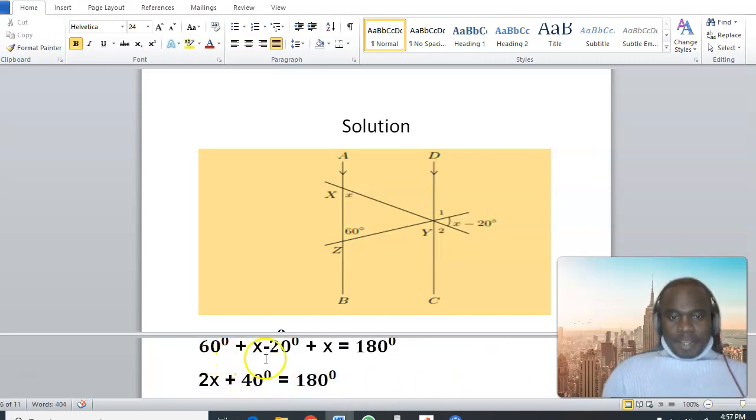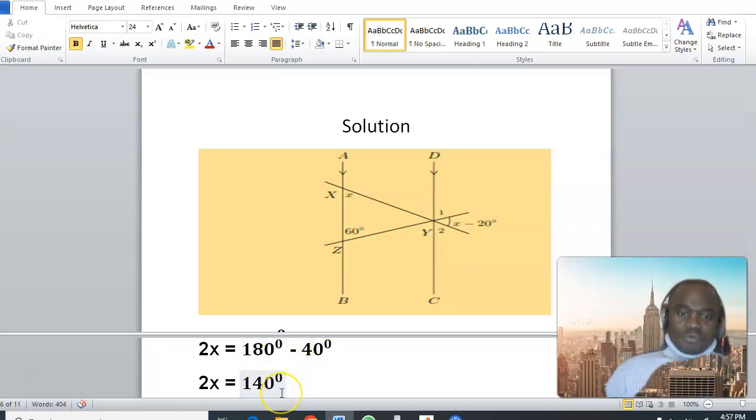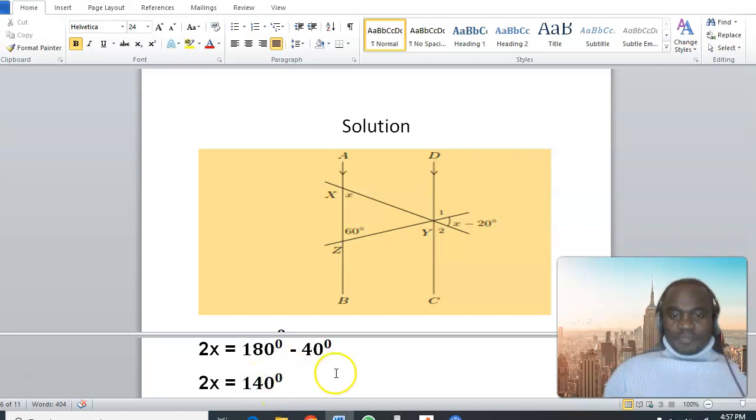Then x plus x is going to give you 2x. 60 minus 20 degrees will give you 40 degrees. Then you transpose the 40 degrees, which gives minus 40 degrees. So you have 2x is equal to 180 degrees minus 40 degrees. Then 180 degrees minus 40 degrees will give you 140 degrees.